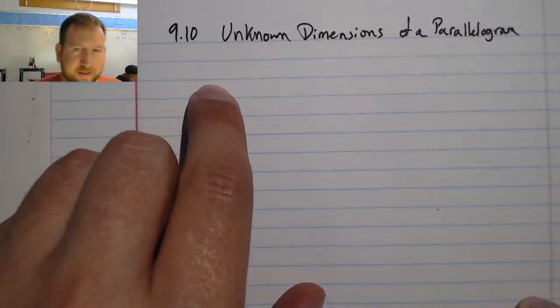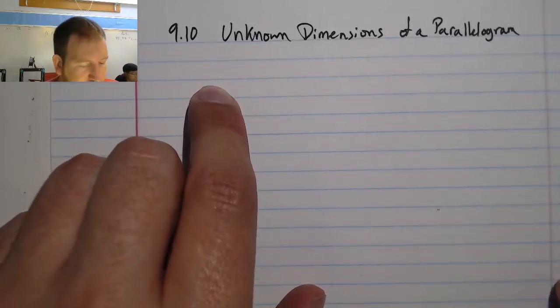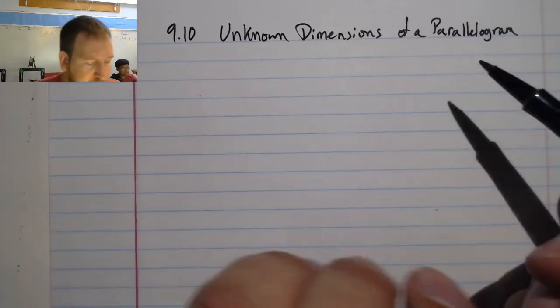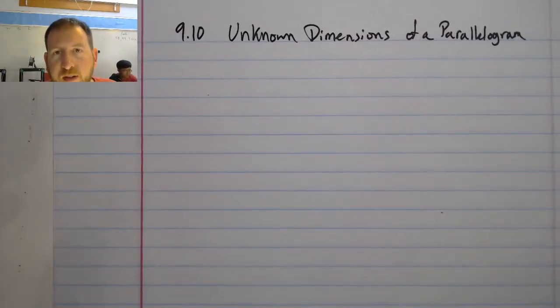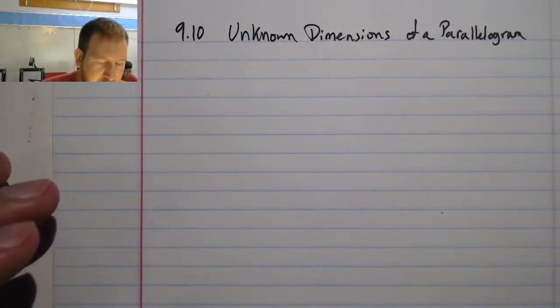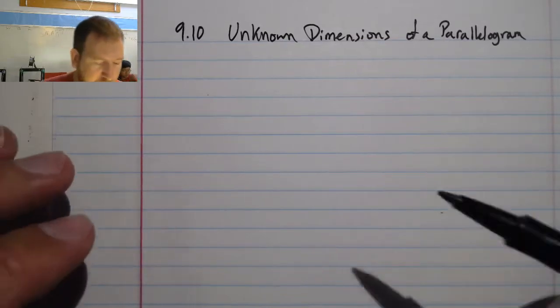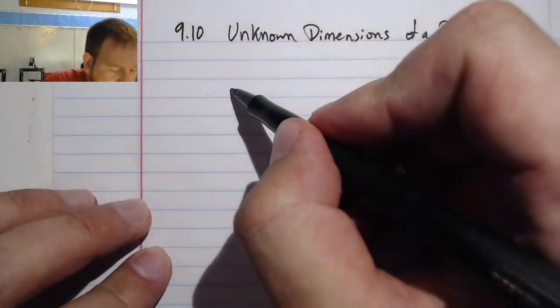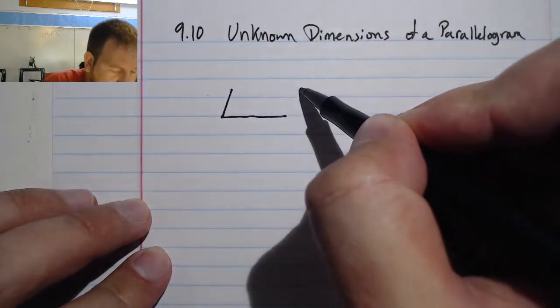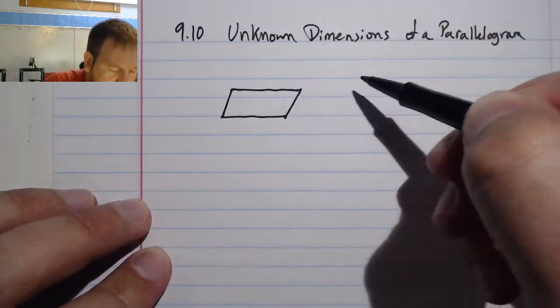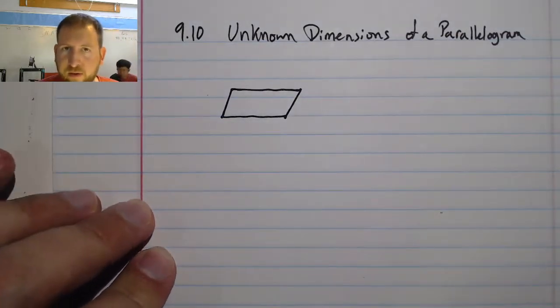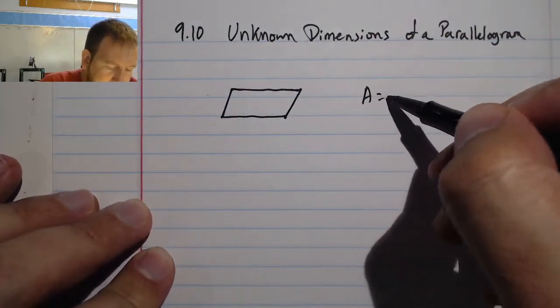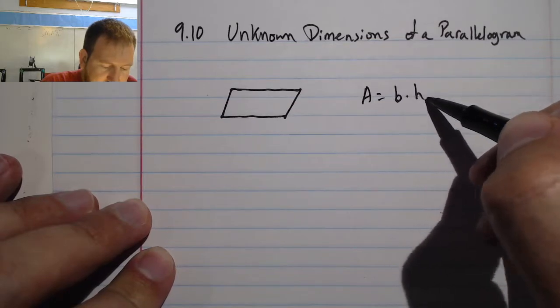All right, I want to talk about section 9.10, unknown dimensions of a parallelogram. This section is going to be very similar to the previous section that we just did, where we were talking about how to find the area of a parallelogram. Remember that, first, I'm terrible at drawing parallelograms, and second, that in order to find the area, the formula that we use is not length times width like we do with a rectangle. It is base times height.